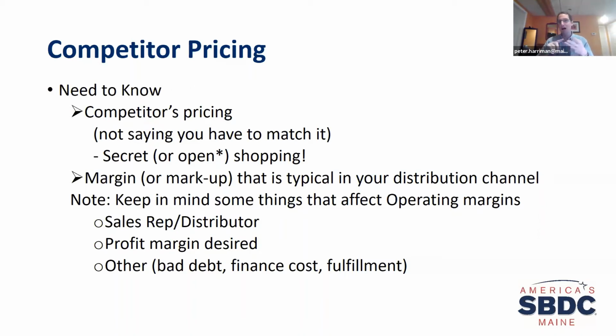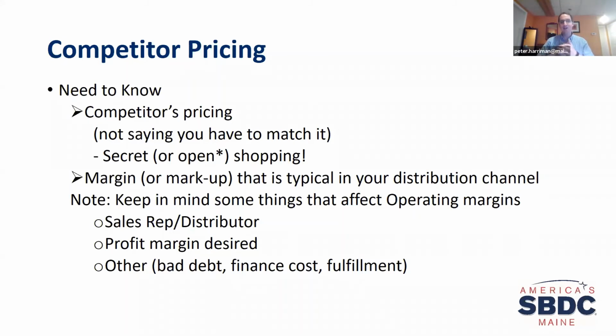Secret shop, open shop. Most businesses are open about pricing because they want people to buy it, right? So if you tell them you're going to buy it, they're probably going to tell you the price so that you can buy it. So find your competitors' pricing, right? This is the hard part. Finding how much of a margin or markup is typical in that distribution channel, right? So what is a typical markup in your industry?